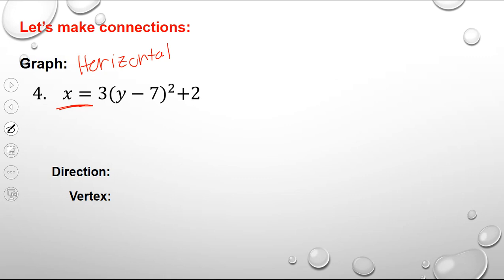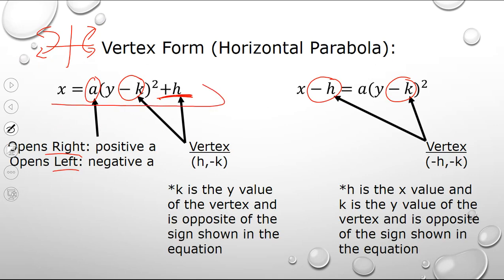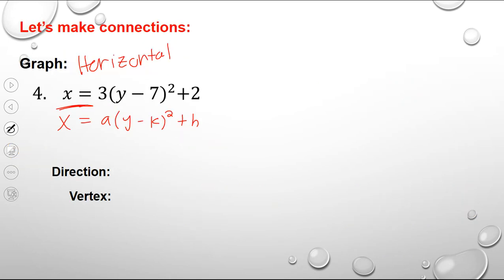So keep that in mind if you're wondering how to tell the difference between them. That's a giveaway right there. Now, which way does it open? So remember, this format is x equals a(y minus k) squared plus h. Again, you can see that's the exact same as this, a(y minus k) squared plus h.